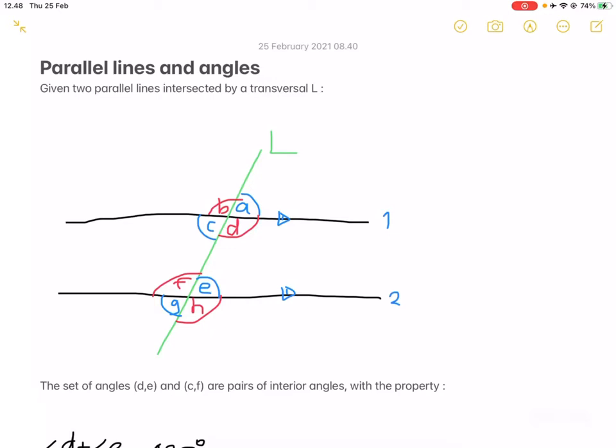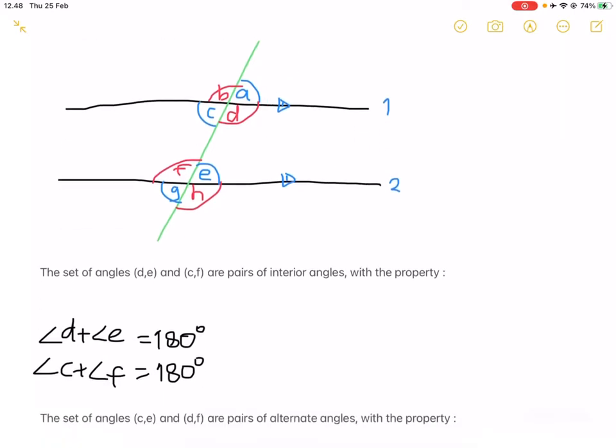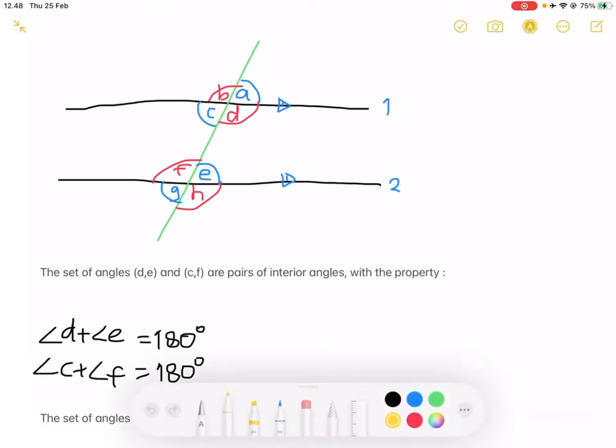So these contain several terms that you might need to be familiar with. Let's just jump into it. Given two parallel lines intersected by a transversal L, as you can see in the diagram, there are some special angles built inside this setup. First is interior angles. The set of angles DE, this part and this part, and CF, this part and this part, are pairs of interior angles with the property that the sum of a pair of interior angles must be 180 degrees.